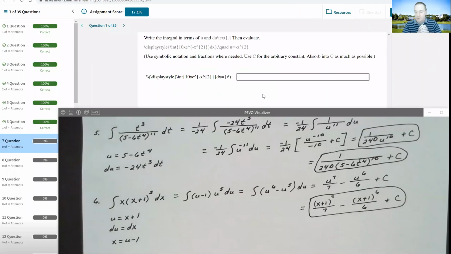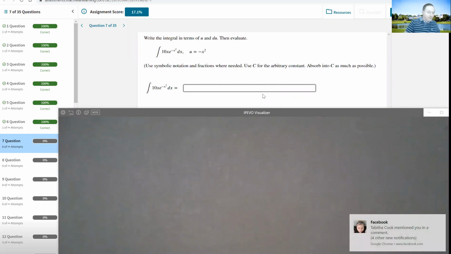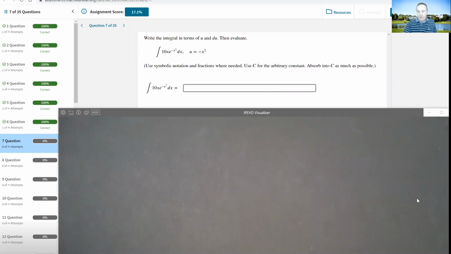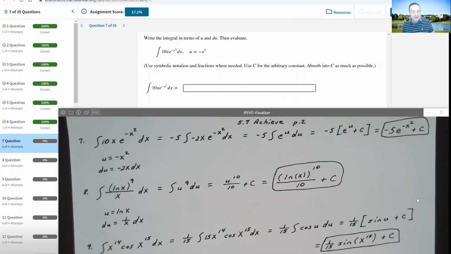For the next question here, number 7, it says we're supposed to be integrating in terms of u and du. I have the integral of 10x e to the negative x squared with respect to x. And they're telling me to use the substitution. And again, we should know to use this substitution whether they ask us to use it or not, of u is equal to negative x squared.